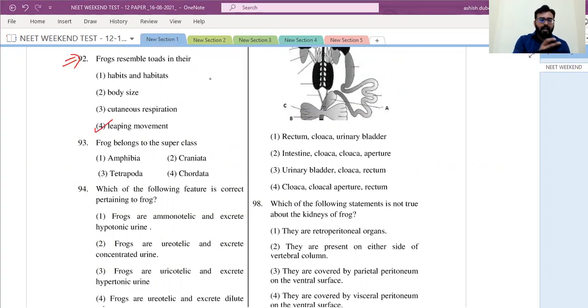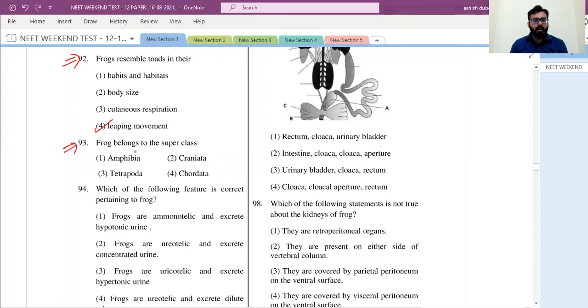The habit is different. They are not always found near the water reservoir, and thus habitat also changes. The body size of toad is smaller as compared to frog. Cutaneous respiration is not a must condition because skin is dry there. In case of toads, since they are not regularly bathing themselves in a water reservoir, their skin is bumpy, warty, which means it is rough. It is not so slippery because of absence of mucus glands, and cutaneous respiration is not there. So answer should be 4.